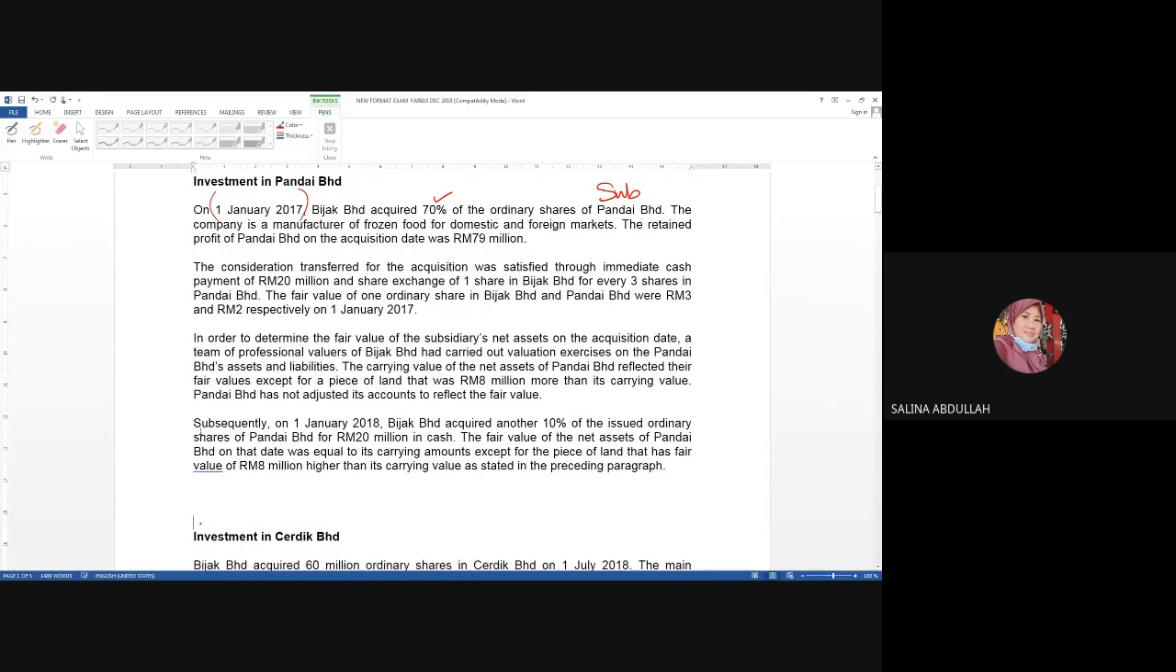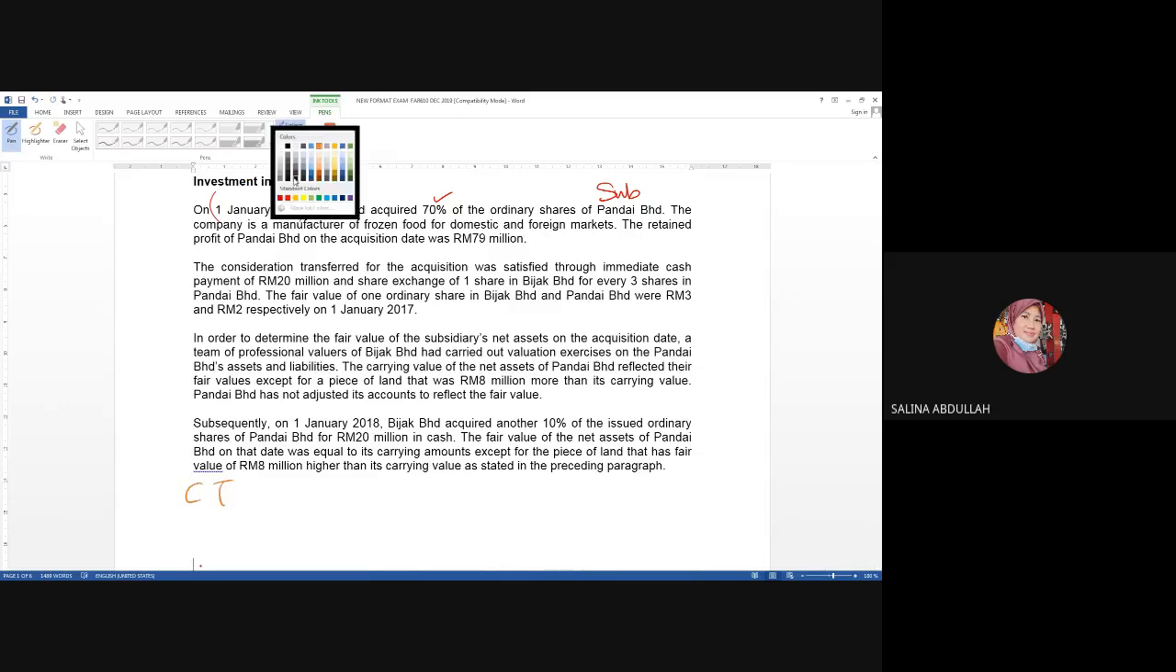I will show you some calculation here. Okay. So remember the formula CT. So CT here consists of, we have cash. Okay, cash is given 20 million, and we have share exchange. So how do we calculate share exchange?